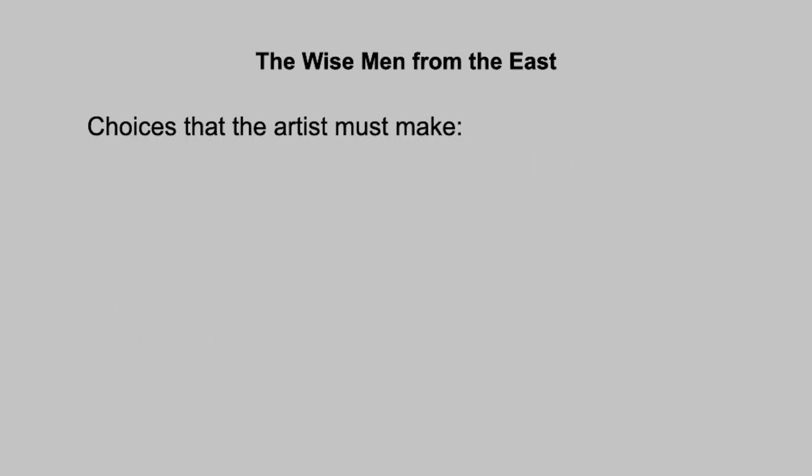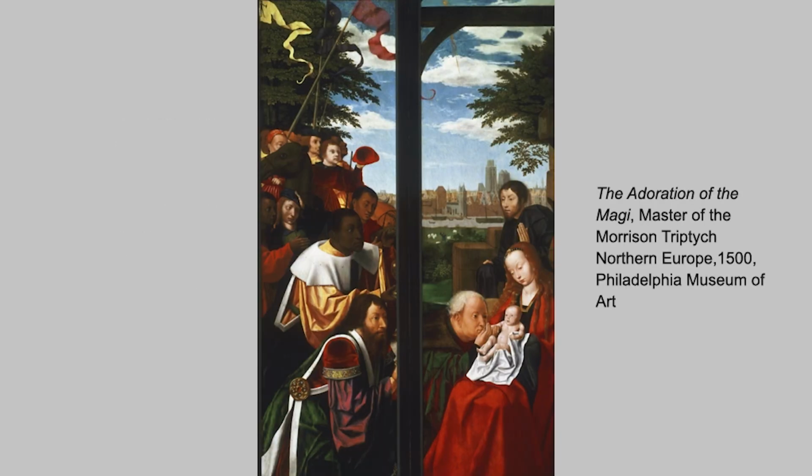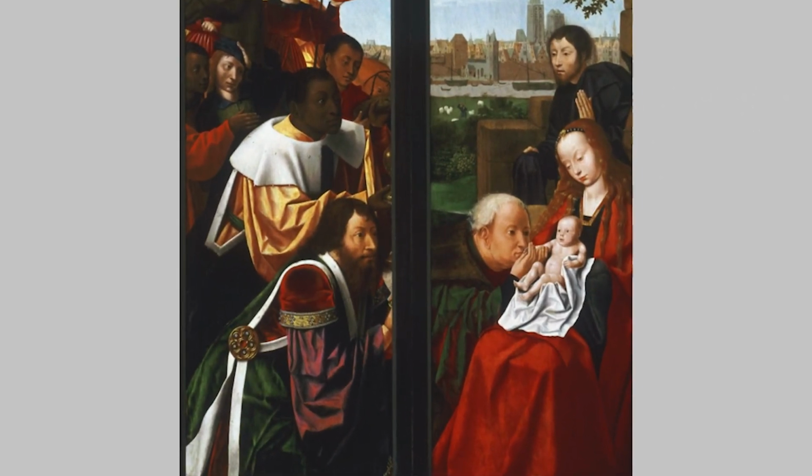For example, how many wise men came to see Jesus? The Bible says nothing at all about how many men came. And where do they come from? And how old are they? Here's a picture at the Philadelphia Museum of Art, created by an unknown artist in the 1500s. The artist follows a long tradition and assumes that since the three gifts are mentioned, there might have been three wise men, one for each gift.